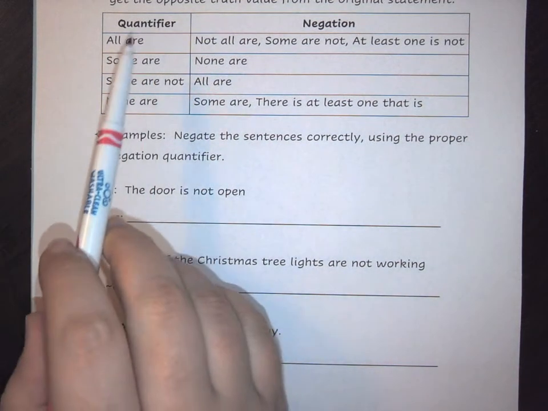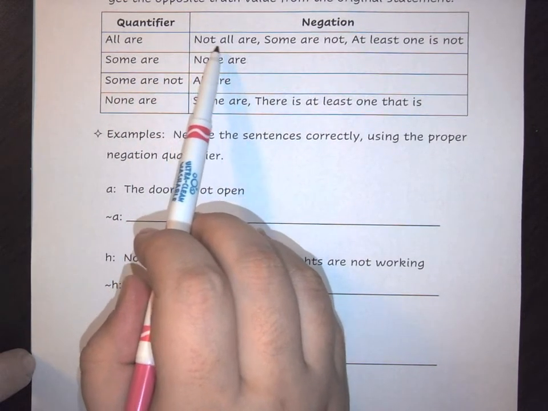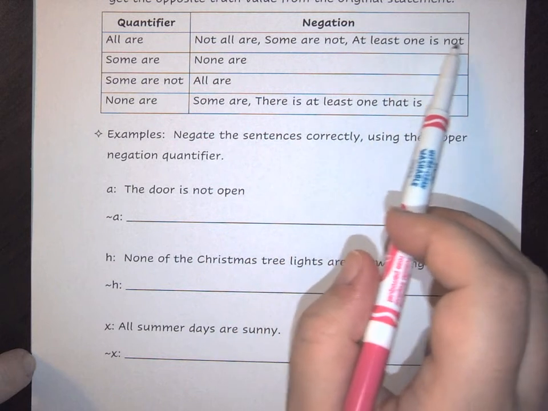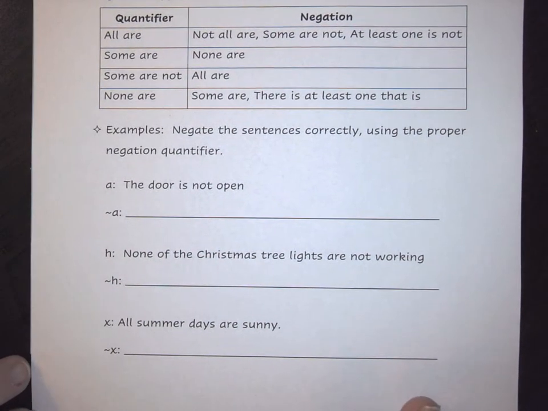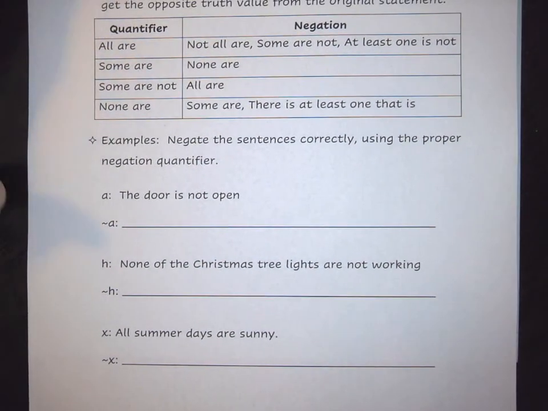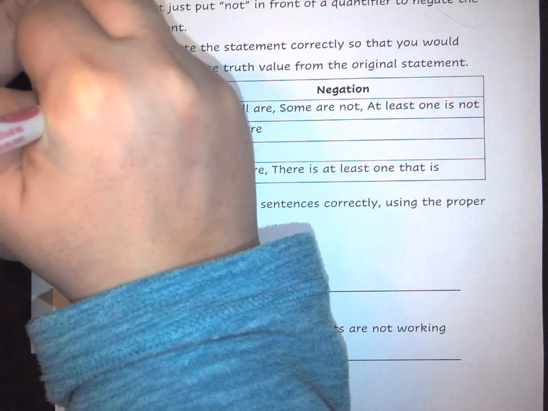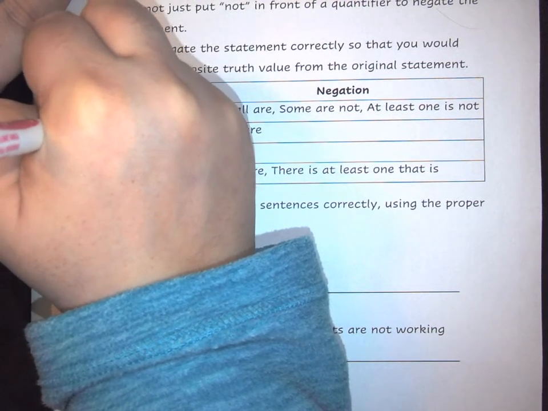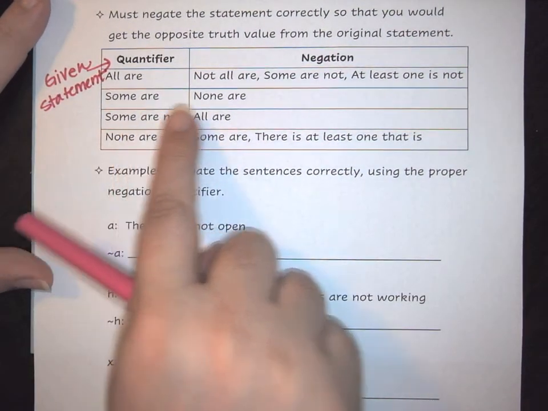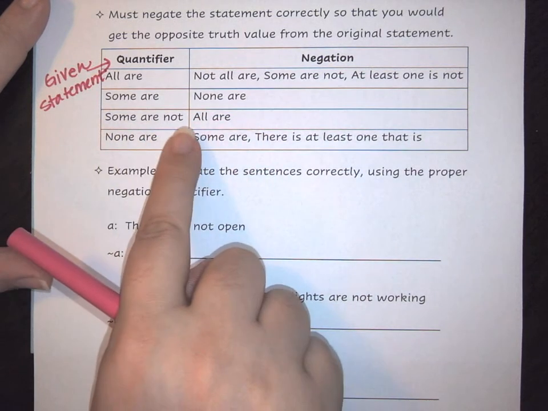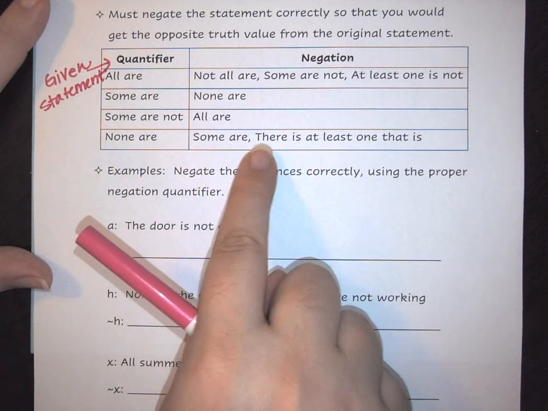So for example, if we see the quantifier all are, then when we write the negation, we have to include not all are, some are not, at least one is not. Now you would decide which of these quantifiers is going to work depending on the sentence you were given. Again, the quantifier is going to be from the given sentence. Some are, the opposite would be none are. Some are not, the opposite is all are. None are, the opposite might be some are, there is at least one that is.